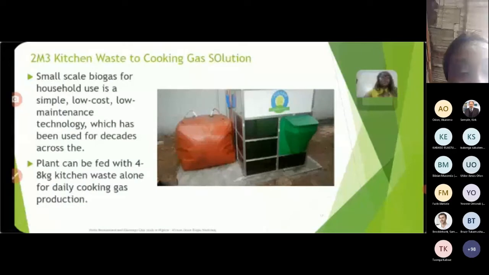We have the small system for kitchen waste to cooking gas solution. It is a small system. You can manage your kitchen waste from the comfort of your home and generate cooking gas, of course, from the comfort of your home.